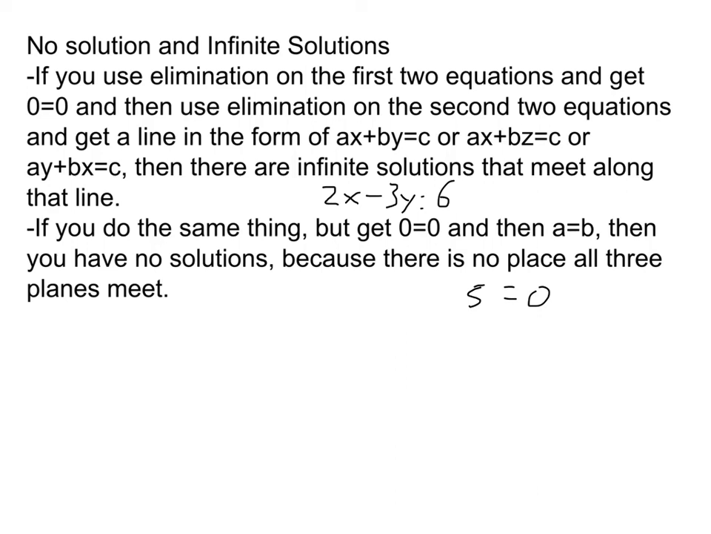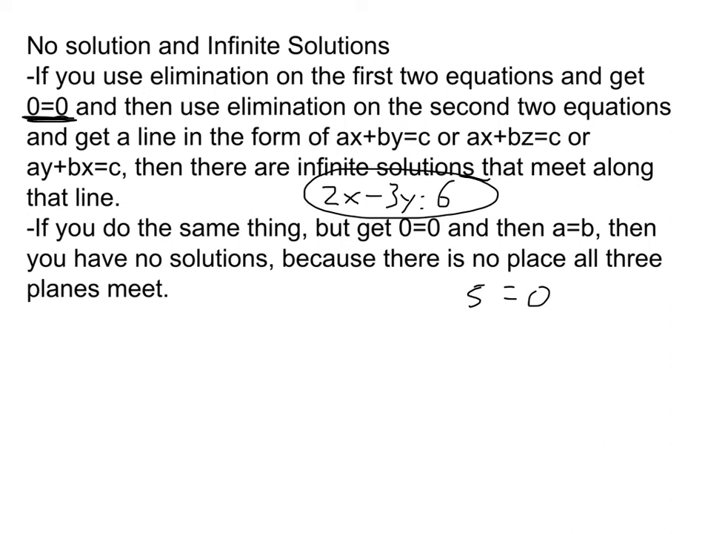When you get infinite solutions, you're going to end up with one time getting 0 equals 0, or some number. Really it could be 5 equals 5, any number equals another number. Usually it's 0 equals 0. And then you get, when you eliminate the other two, a line. Alright, that's the infinite solutions.